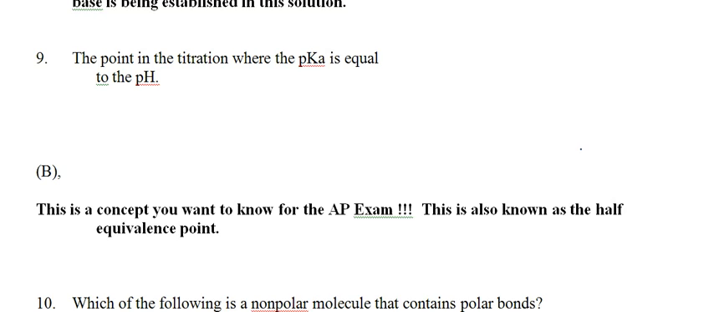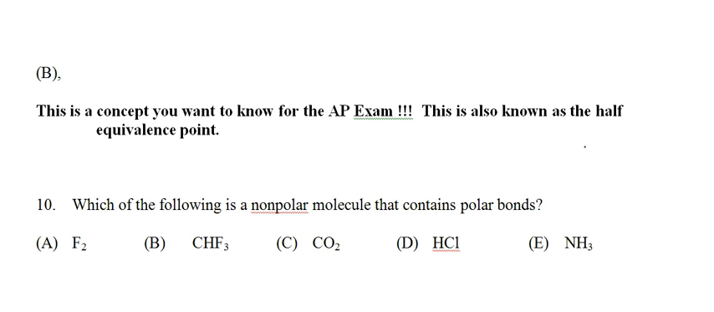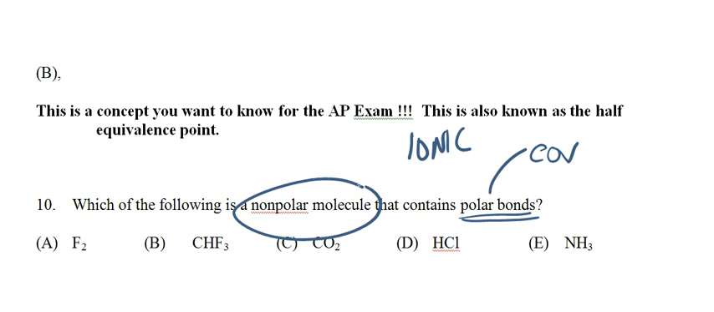Number 10. Which of the following is a nonpolar molecule that contains polar bonds? Again, make sure that you know the difference of what polar bonds are. Polar bonds, actually that means polar covalent bonds. Okay, so polar covalent bonds for AP Chemistry, if you have different nonmetals, or if you even have different compounds for this case, because we could have ionic bonds here, and that could be between a metal and a nonmetal. However, what this is asking for, more significantly, is a nonpolar molecule.